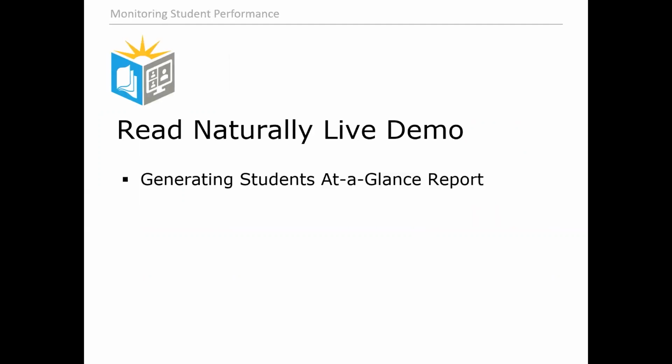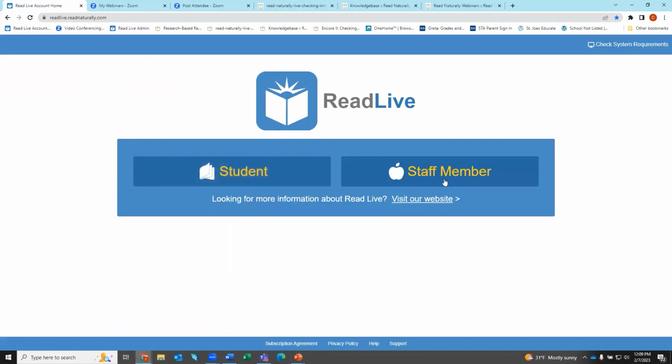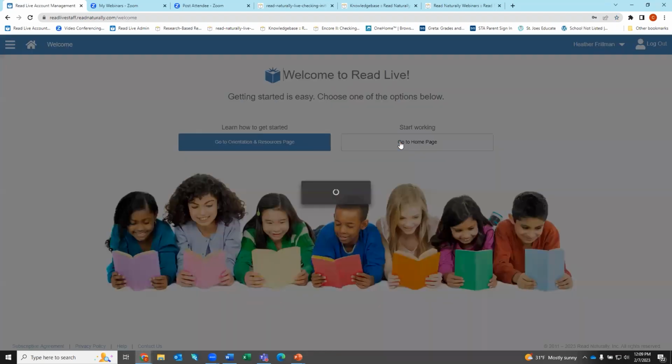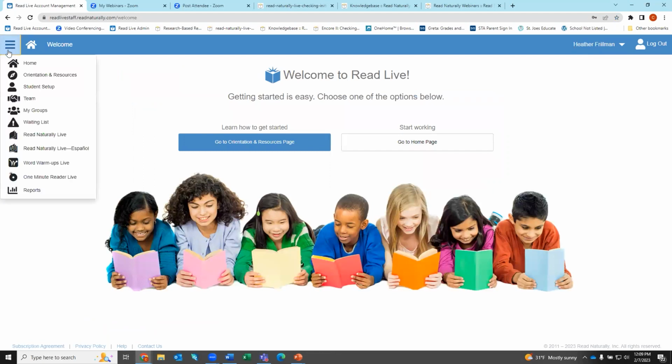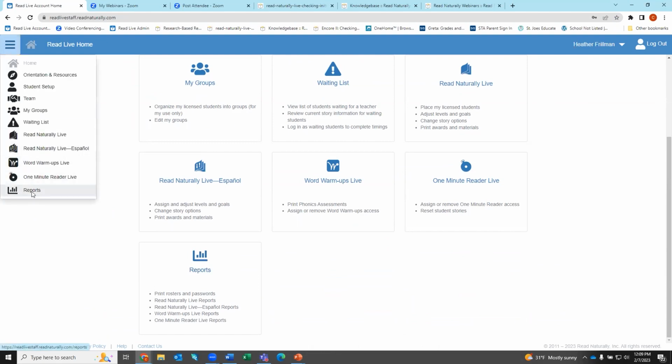So now I'm going to pop out of my PowerPoint for just a moment and walk you through how to run this report. Okay, so I'm going to go into my Read Live account. I'm going to log in as a staff member, and I will navigate over to the reports. I can do it through this drop-down menu, or I can click on my home button, scroll down to the bottom, and here I can see a tile marked reports. So either way will get me to the same place.